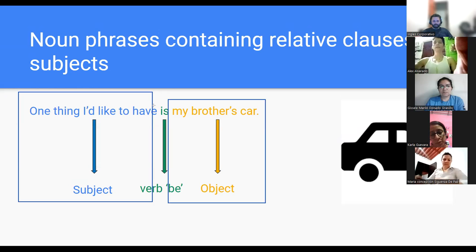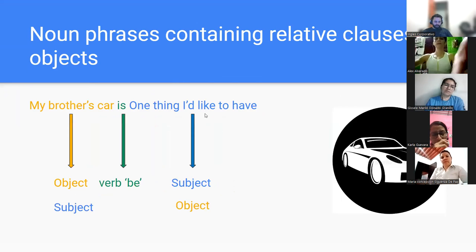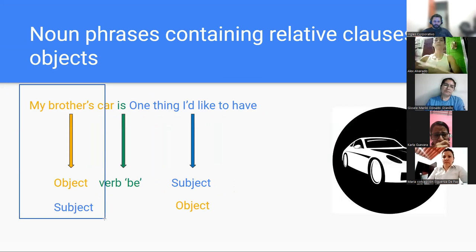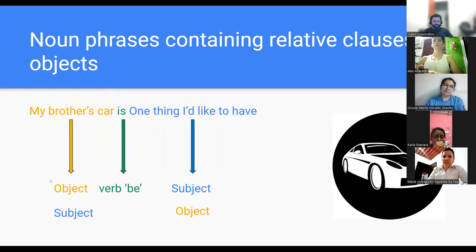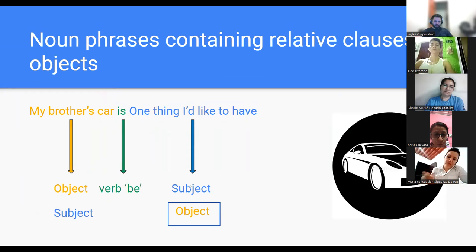Remember that the subject will start the sentence. So here we have my brother's car, which was the object, but now it became the subject. We still have the verb be, and the subject became the object. So you can say, my brother's car is one thing I'd like to have.